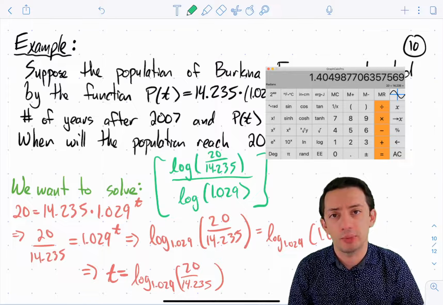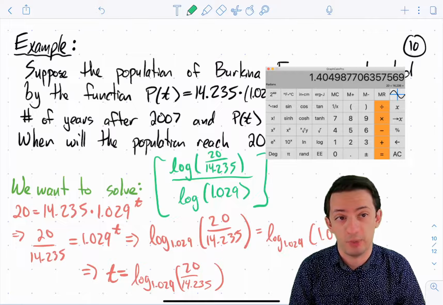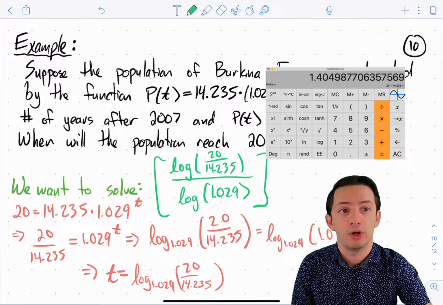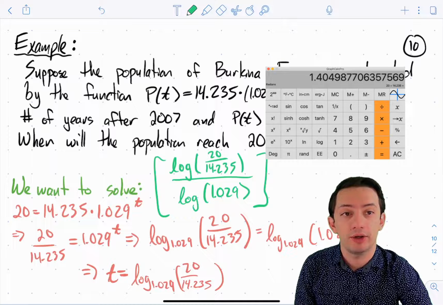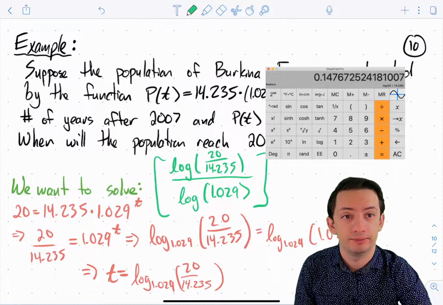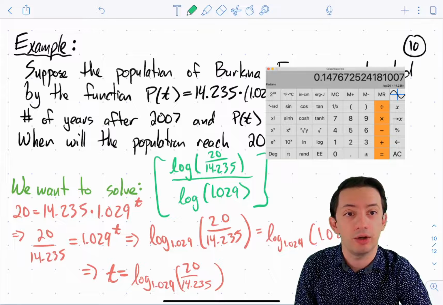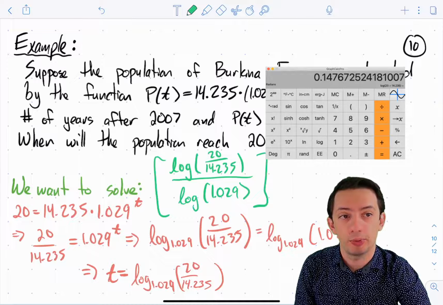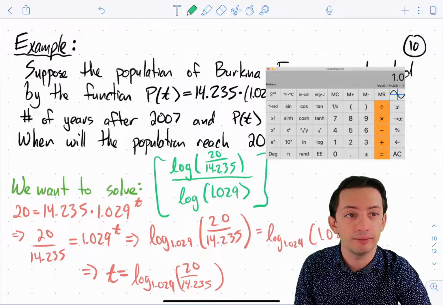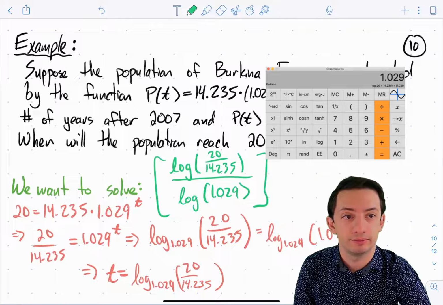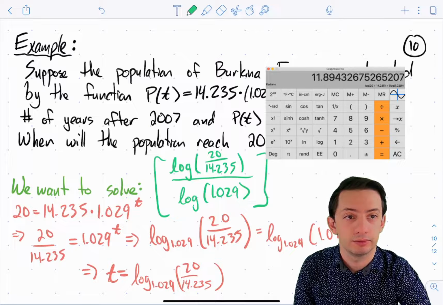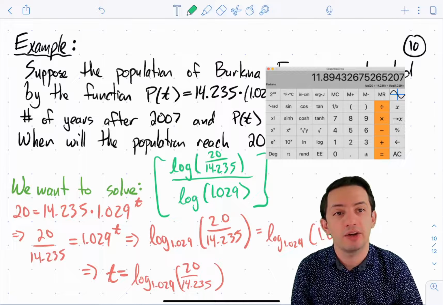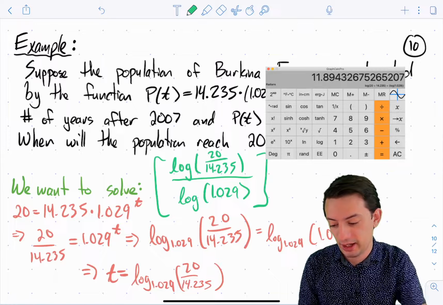So, I could do that with log base 10, or I could do it with natural log because I have both of those buttons. Okay, so this is the numerator, and now we're going to take the log of it, and we get about 0.14. So that's the numerator. Now we divide by, I'm going to open parentheses just to make sure that this gets it right, 1.029, and the log of that. Close the parentheses, and now we get our answer of 11.894.